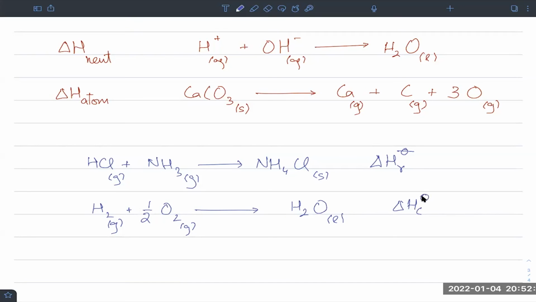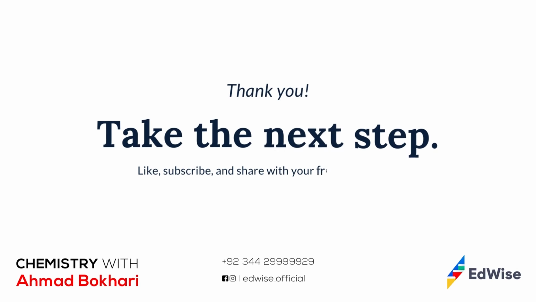Now, interestingly, this is enthalpy change of combustion of hydrogen, but this same equation also means the enthalpy change of formation of water because I am getting 1 mole of water. Same equation can represent multiple enthalpy changes and they will have the same values. And that is because of a very important law, which we'll discuss tomorrow. But for now, we are done with enthalpy changes for today.